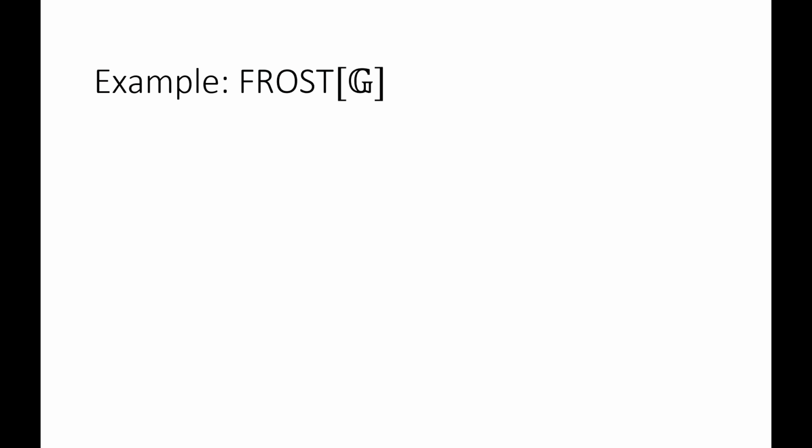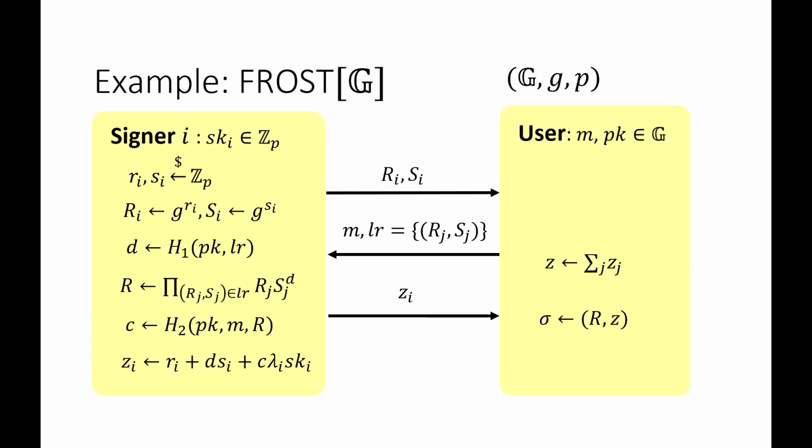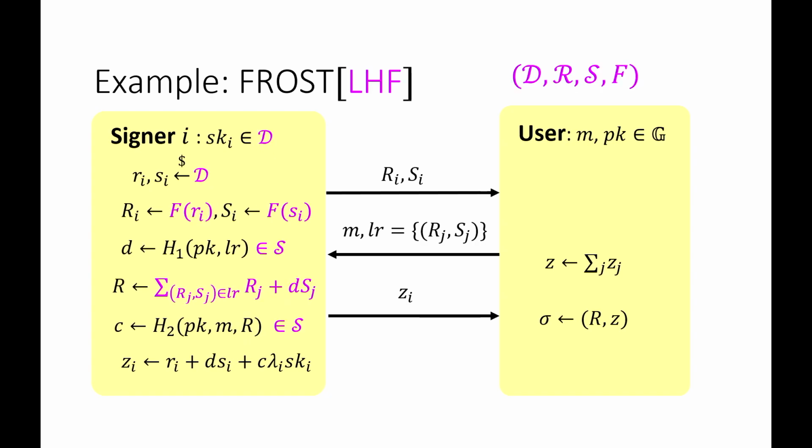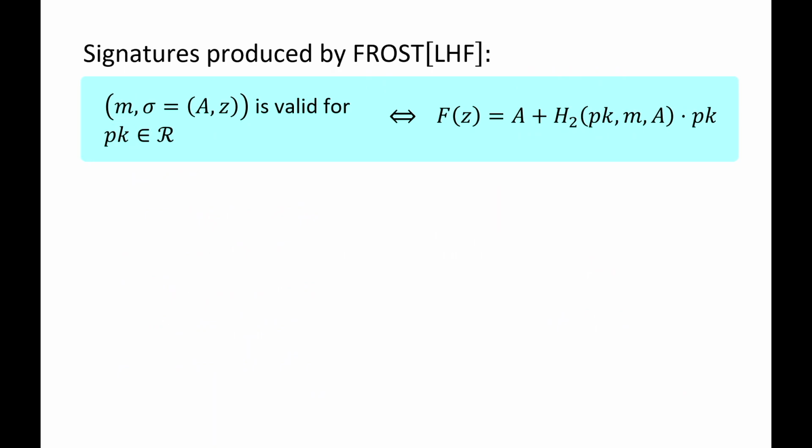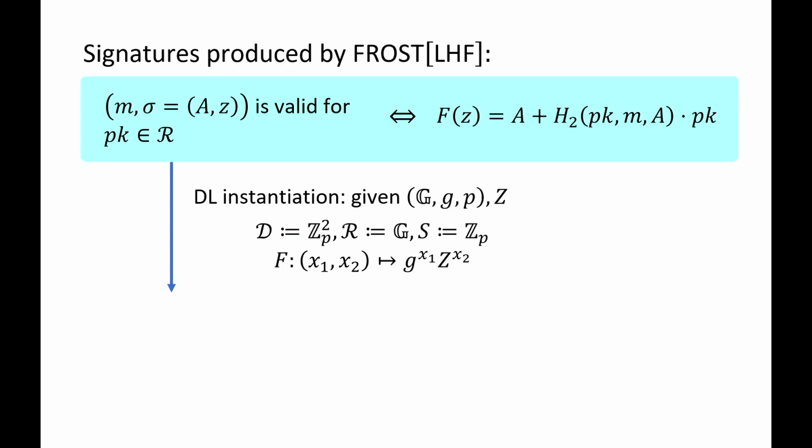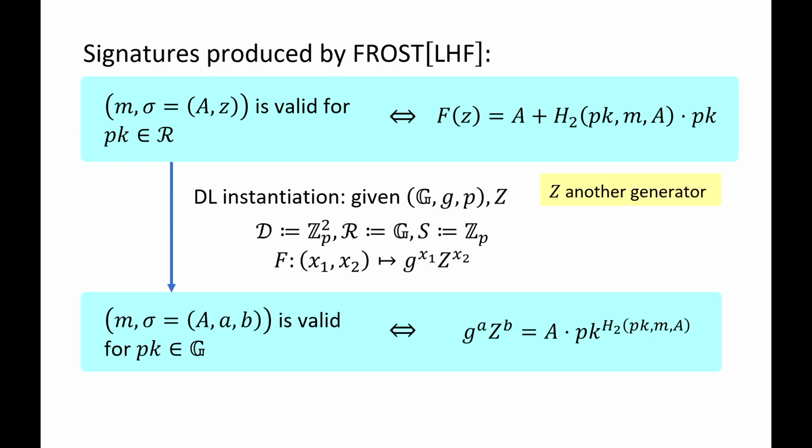So let's take the FROST scheme as an example. Here's the signing protocol of FROST, and here's the scheme after our conversion. I will not go into further details. I just want to give you an idea of how our conversion looks. I would also like to briefly highlight the signature we produce by this linear hash function based FROST. In particular, for the d-log instantiation of the linear hash function we used, the resulting signature is exactly the Okamoto-Schnorr signature.